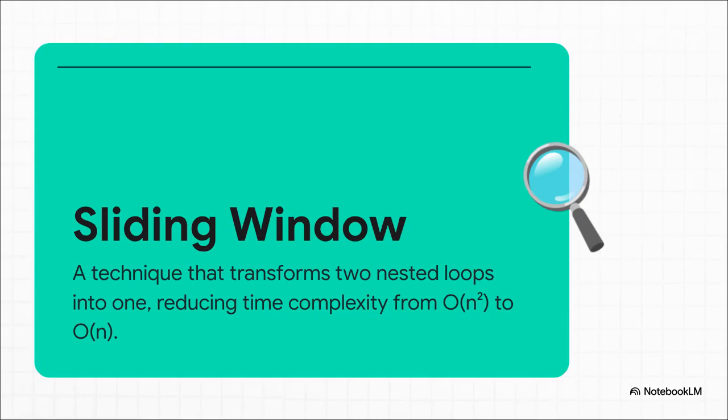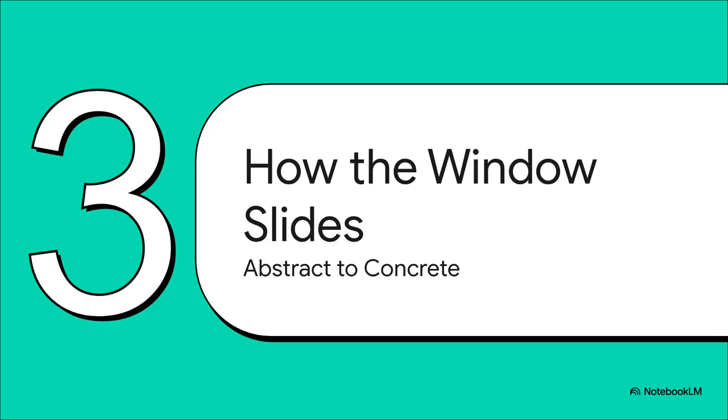So what is it really? At its heart, the sliding window is this super clever trick that takes a problem you'd normally solve with two loops nested inside each other and transforms it into one single efficient loop. That simple change is what drops the time complexity from quadratic all the way down to linear. That's what makes it so much faster on bigger datasets. That all sounds great in theory, but how does this thing actually work? How does the window slide? Let's make this abstract idea totally concrete and walk through our original problem step by step.